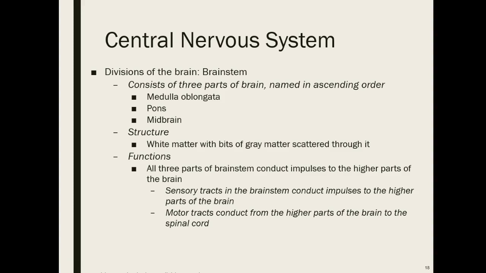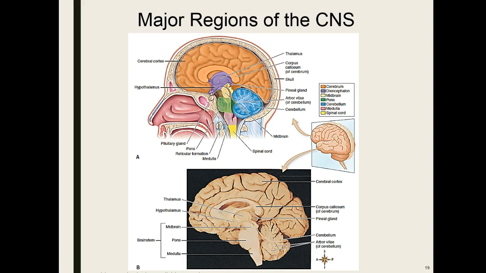Specifically, the medulla has an important role here. It is responsible for the cardiac, respiratory, and vasomotor centers. So collectively, this is known as the vital centers. This just shows you where they are. So here's the midbrain, the pons, and the medulla down below. So those 3 components make up the brain stem.